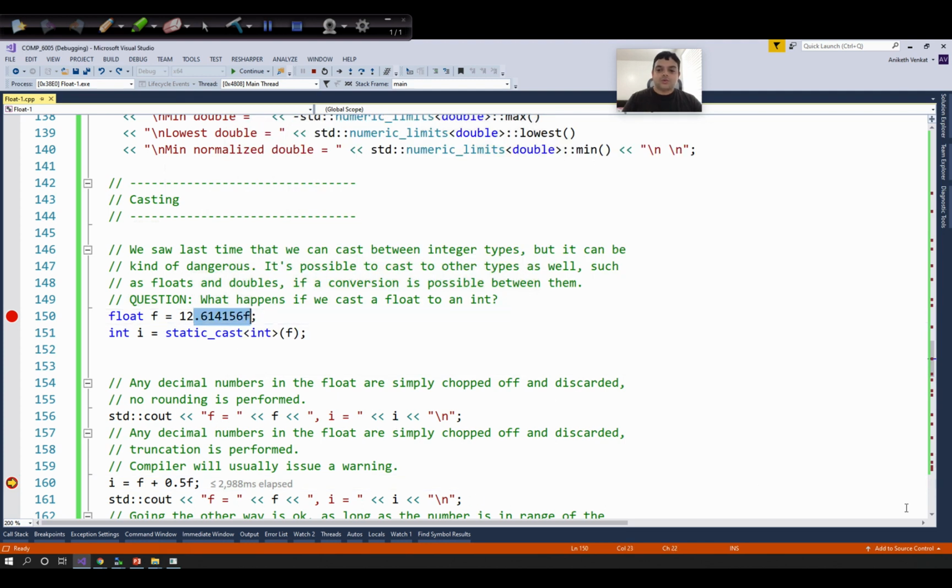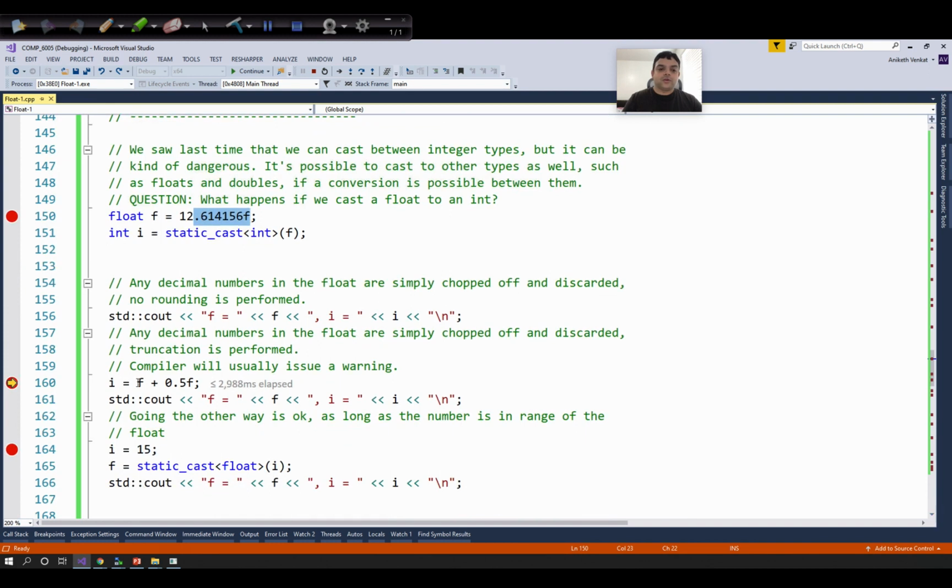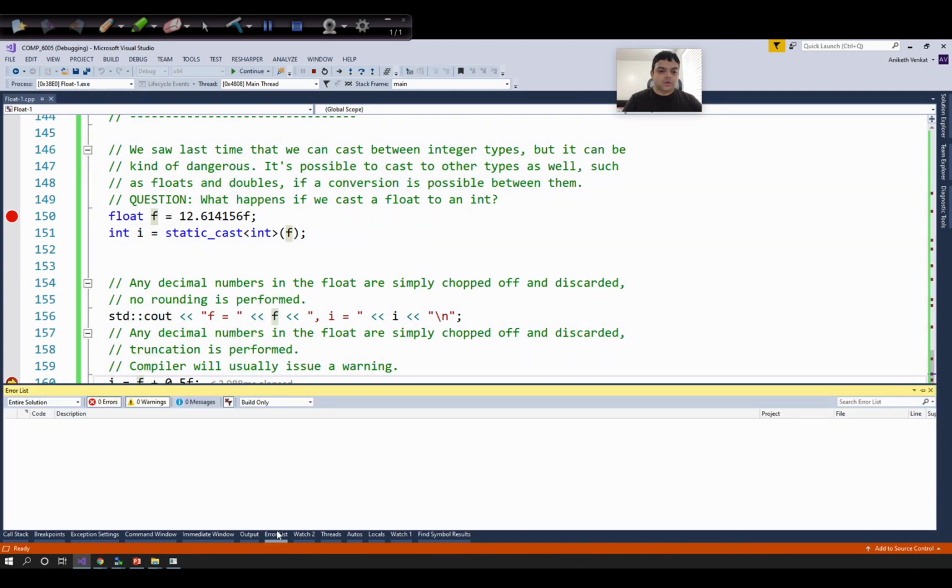Now instead of that, if we want to do something like adding, let's add 0.5 to f and then store the result back as an integer. Now this should give us a compiler warning. So what we are doing here is we are adding 0.5f to a floating point number, and then the result is implicitly converted to an integer. So this implicit conversion should throw a warning.